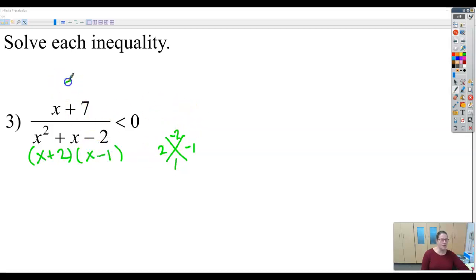So this time I have 3 critical values. I have negative 7 coming from the numerator, and I have negative 2 and positive 1 coming from the denominator. So I actually have 3 critical values.